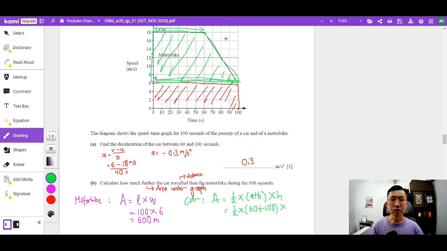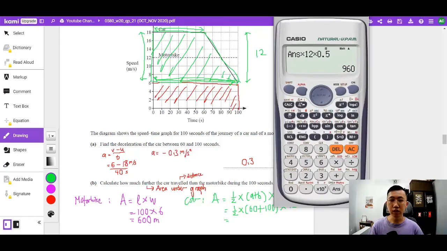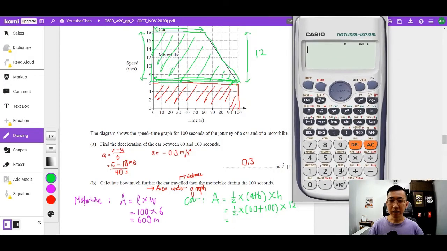Multiply with height. So the height of the trapezium is here to here. Can you see the height of the trapezium? From 6 to 18, so the height must be 12. So the height is 12, and then from here you just use the calculator. So let me do that.